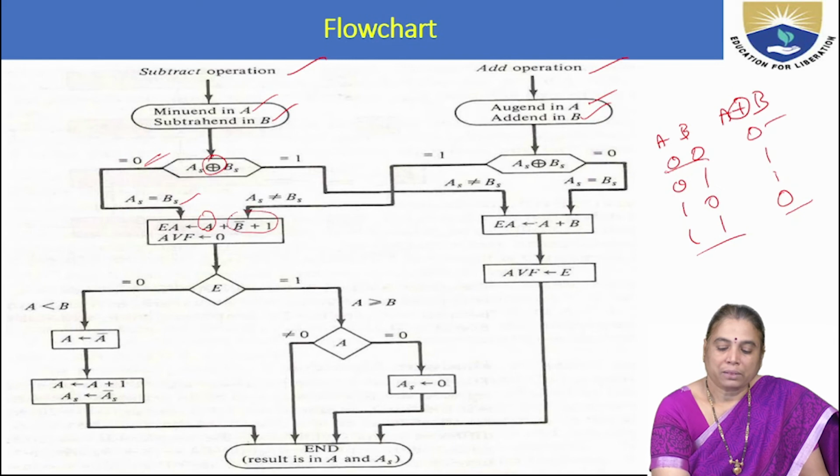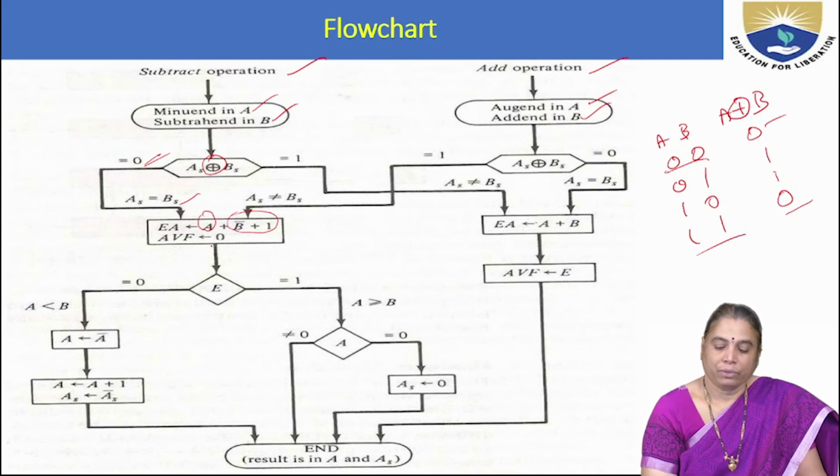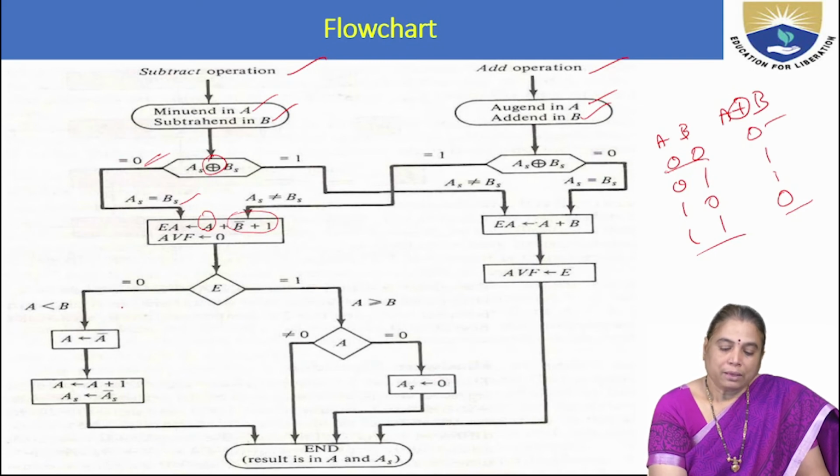So B complement plus 1 can be added here. And if at all any overflow bit is generated, it is stored in the AVF. And if an extra bit is generated, if E contains 1, that indicates that A is greater than B. And we have to look into the A sign and set it to 0 in order to avoid the negative 0 condition. After this, if E contains a 0, A is less than B.